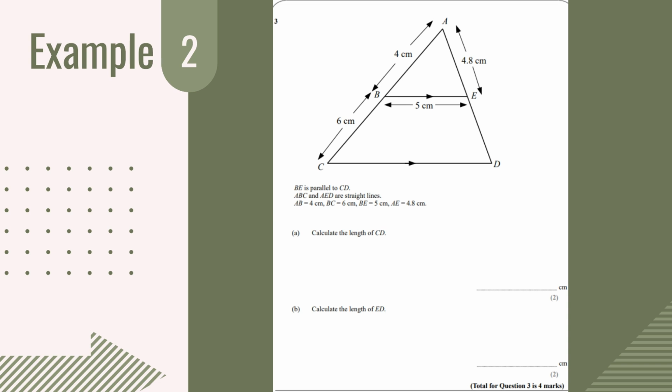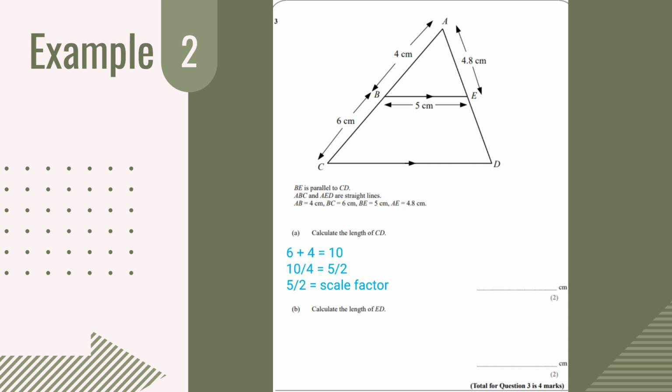Part A of the question, we are asked to calculate the length of CD. As we can see, ACD is one big triangle, and ABE is also a triangle. So the base of ABE, which is BE, is similar to CD. Now, if we calculate the big length of A to C, and we use that against A to B, we can work out the scale factor, which can then be multiplied by 5 to work out CD.